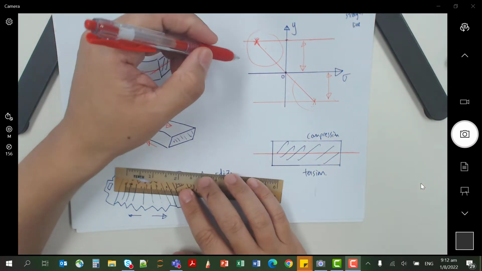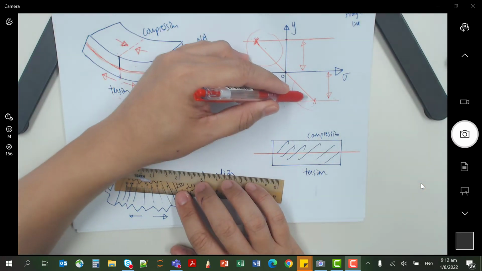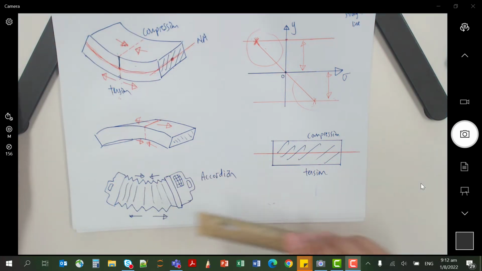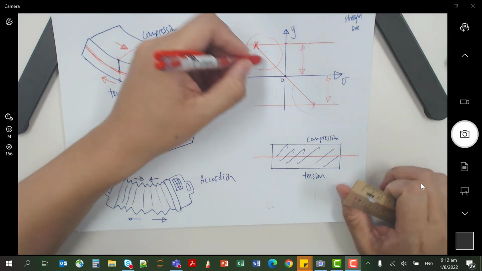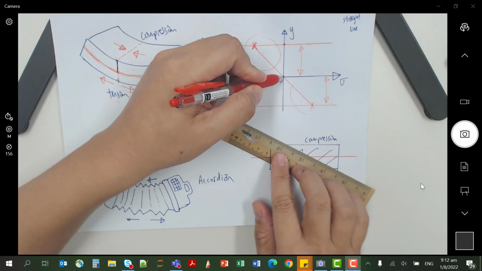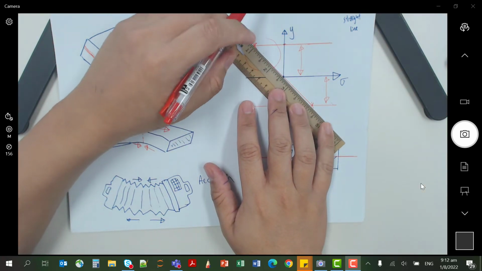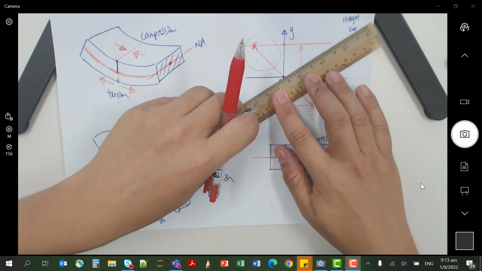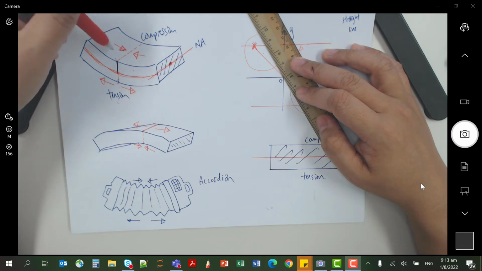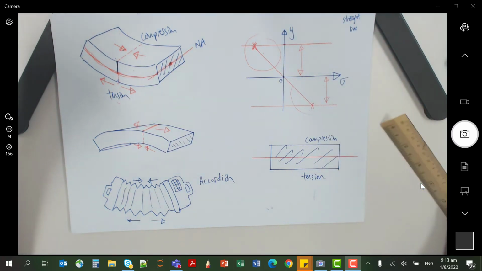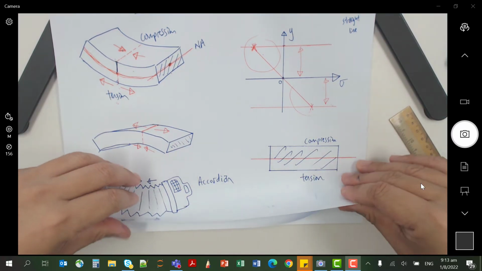It will always form a straight line, and it will always intersect at the origin. So basically, the lines will always be like this, or like this, or like this, or like this, depending on how much moment you create by the force.